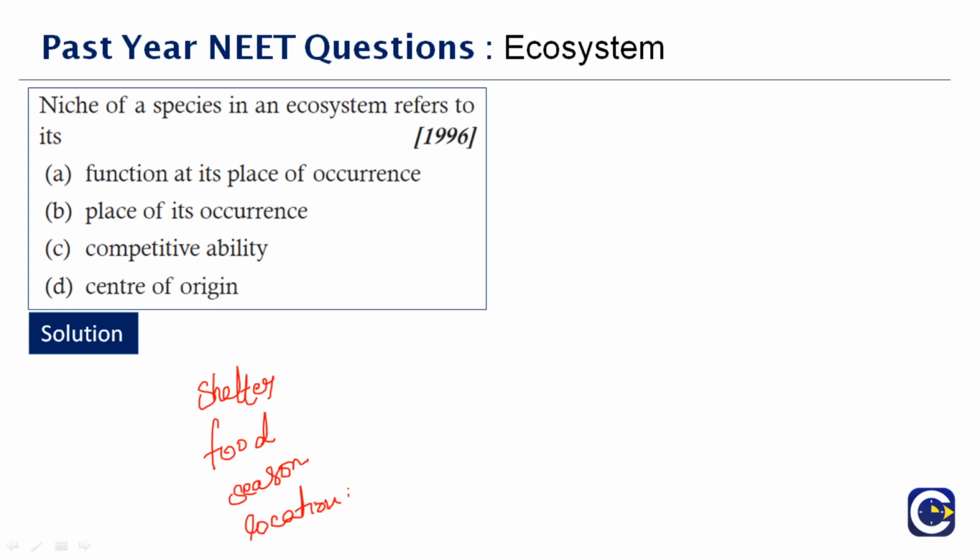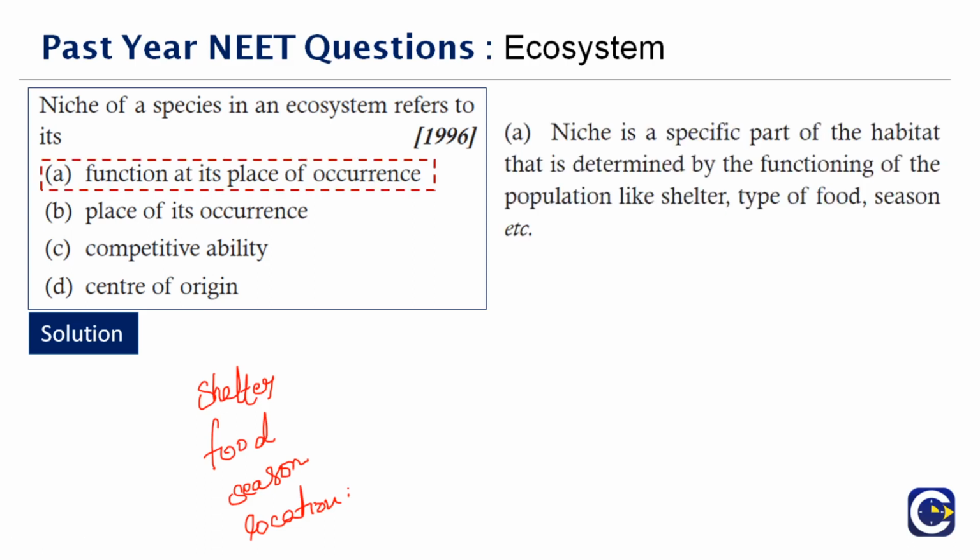Okay, so you have many things here. So niche of a species in an ecosystem refers to, see, you have four options. Place, it's already there. Competitive ability, that is already there. Center of origin, it's somewhat similar. So all that, if you see, it's a function at its place of occurrence. Niche is a specific part of the habitat that is determined by the functioning of the population. Therefore option A is the right answer.